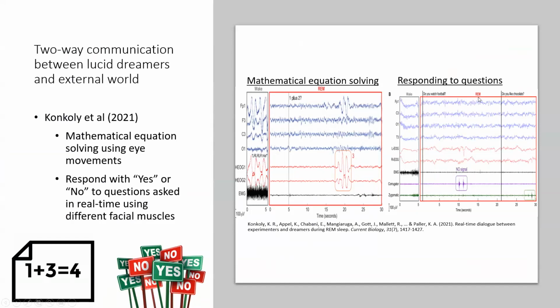They were also able to respond to questions such as, do you watch football? The way to say yes was to use the zygomatic facial muscles, or to move the corrugator facial muscle to indicate no. Obviously, when a person is asleep there is muscle atonia, but if you dream strongly about conducting a specific muscle movement, sometimes you can get muscle twitches, which can then be captured by an electromyogram sensor. So here the corrugator would be a no, they don't watch football. This is an example from the study.